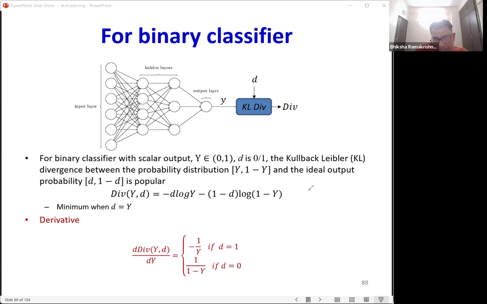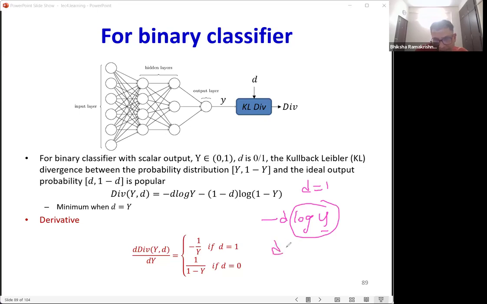No? Okay, let's just see this. Let's consider the case d equals 1, right? So if I say minus d log of y, you can see that if y is also equal to 1, this becomes 0. So this becomes 0, correct? Yes or no? If d and y are both 1.